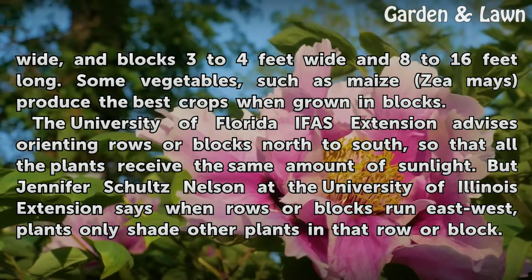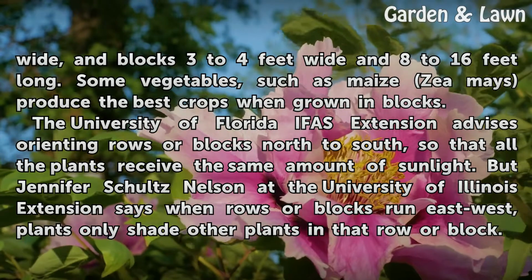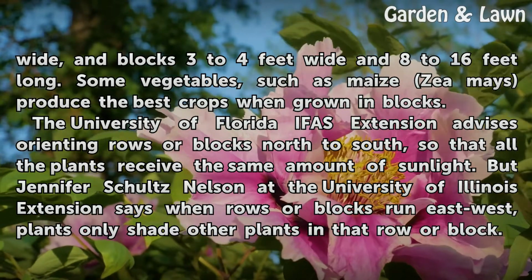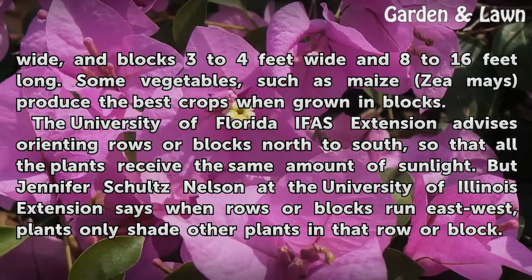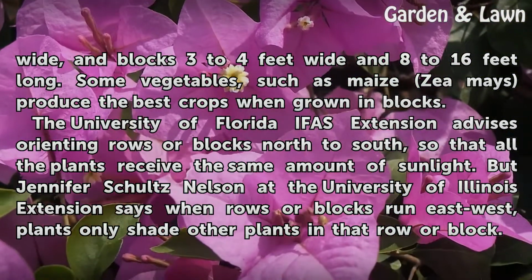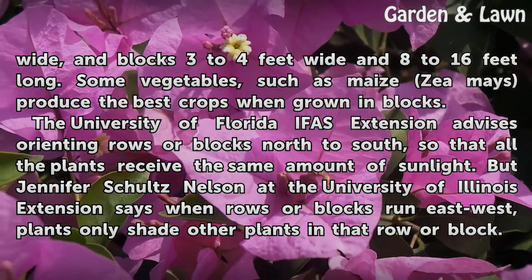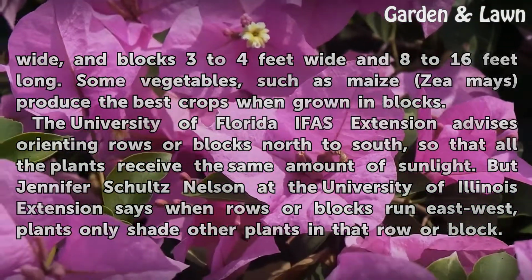The University of Florida IFAS Extension advises orienting rows or blocks north to south, so that all the plants receive the same amount of sunlight. But Jennifer Schultz Nelson at the University of Illinois Extension says when rows or blocks run east-west, plants only shade other plants in that row or block.